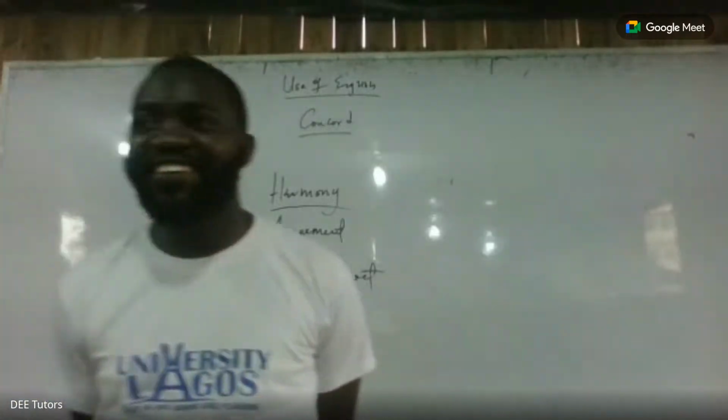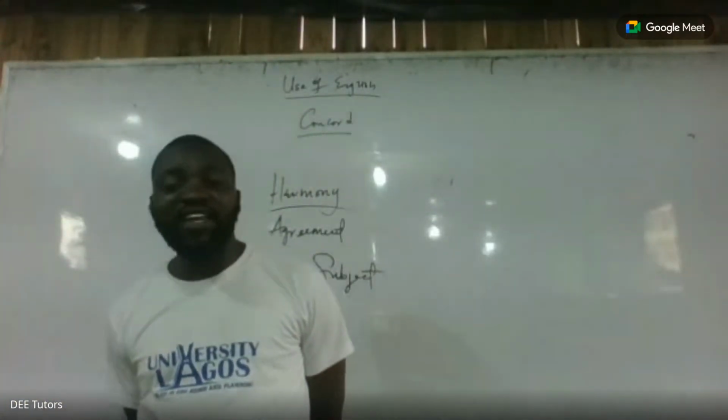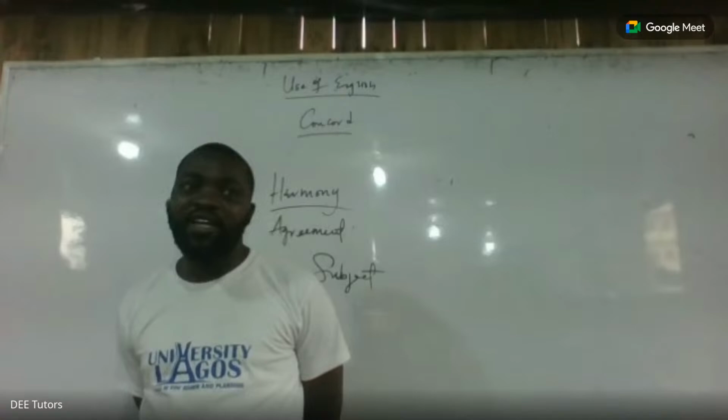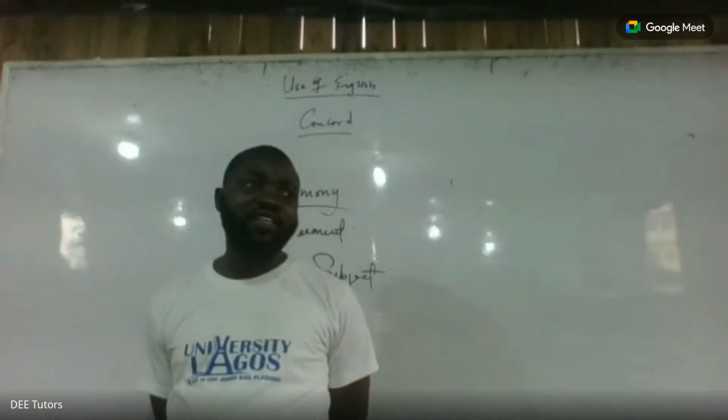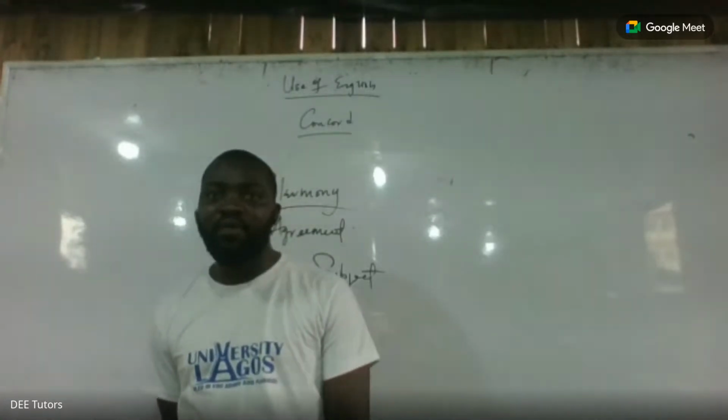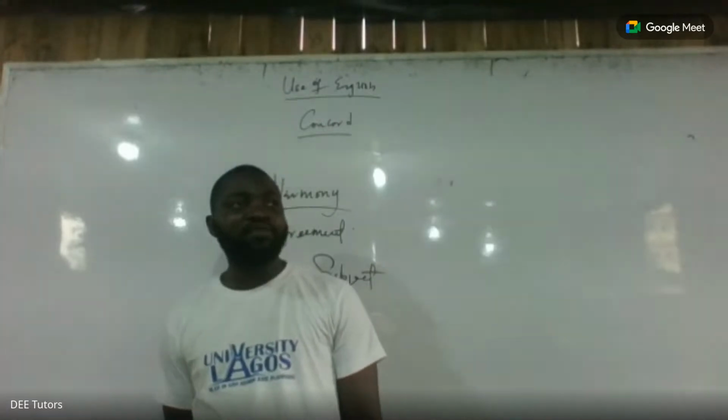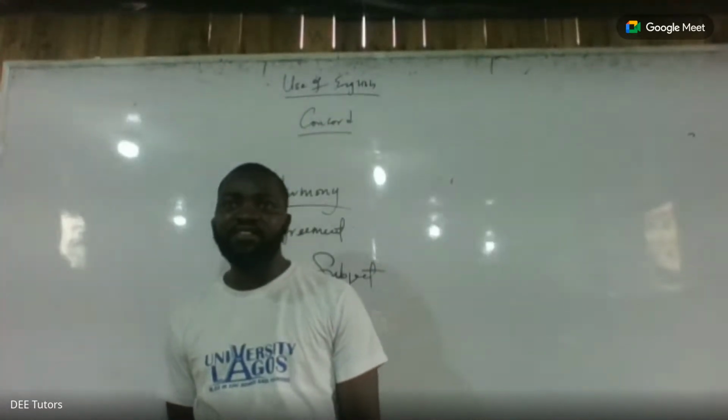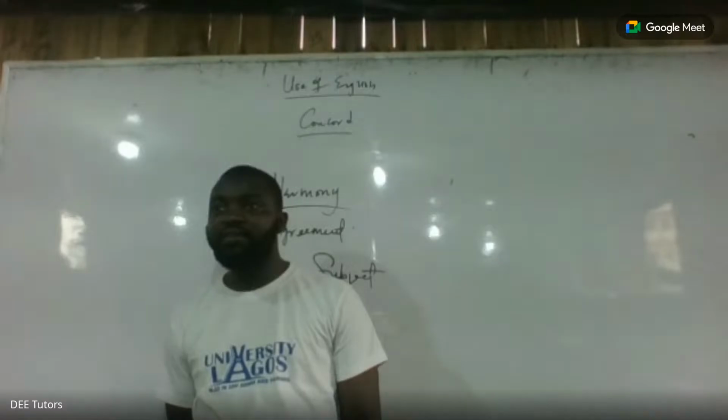A noun is a name. A noun is the name of a person. I hope you know what a noun is. A noun is a naming word. It's a word class that has to do with names of persons, names of things, names of ideas. You understand me? Names of places, among others.